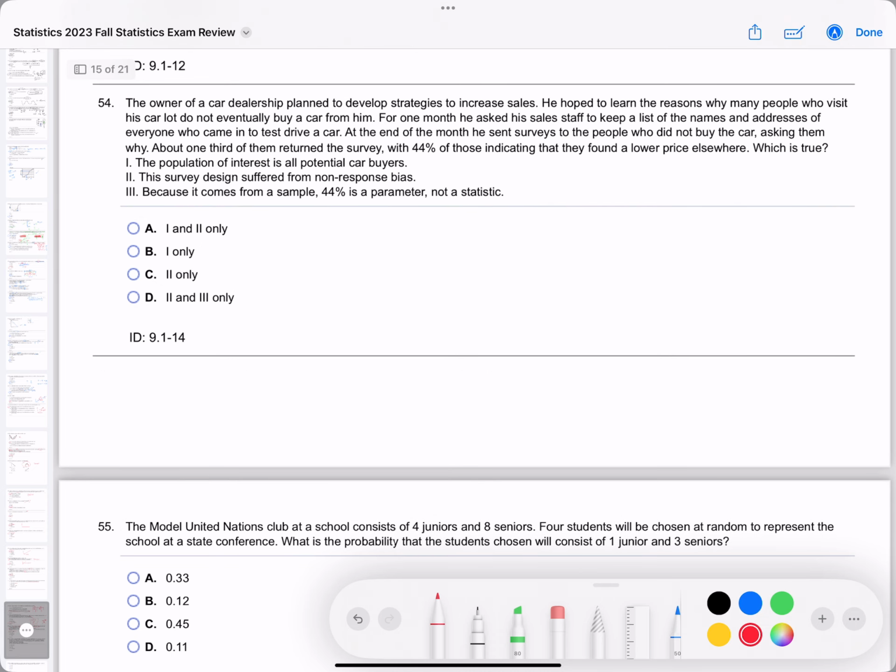All right, for this one, 1/3 of these return the survey, with 44% indicating they found a lower price elsewhere, which is true. So I have 1 and 2 only as the answers here.